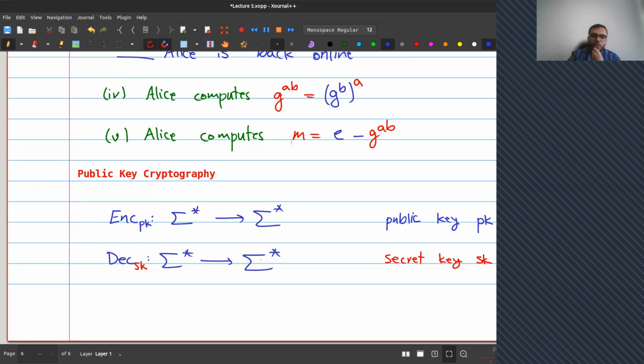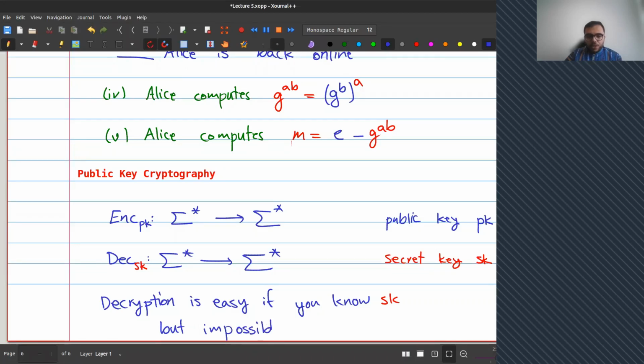And of course, I want to have the same properties as before. I want to say that decryption is easy if you know the secret key, but I want decryption to be impossible without the secret key. So someone who doesn't know the secret key should not be able to decrypt at all. That's what I call a public key cryptography system.